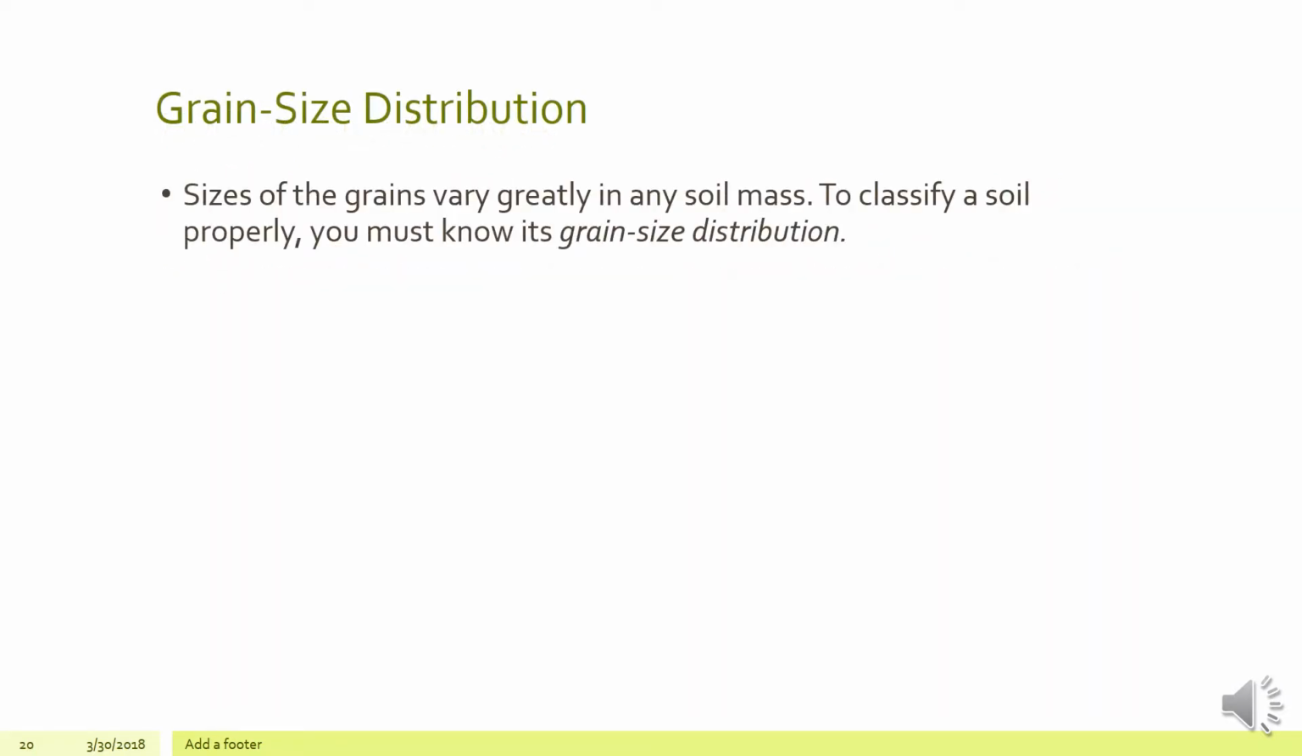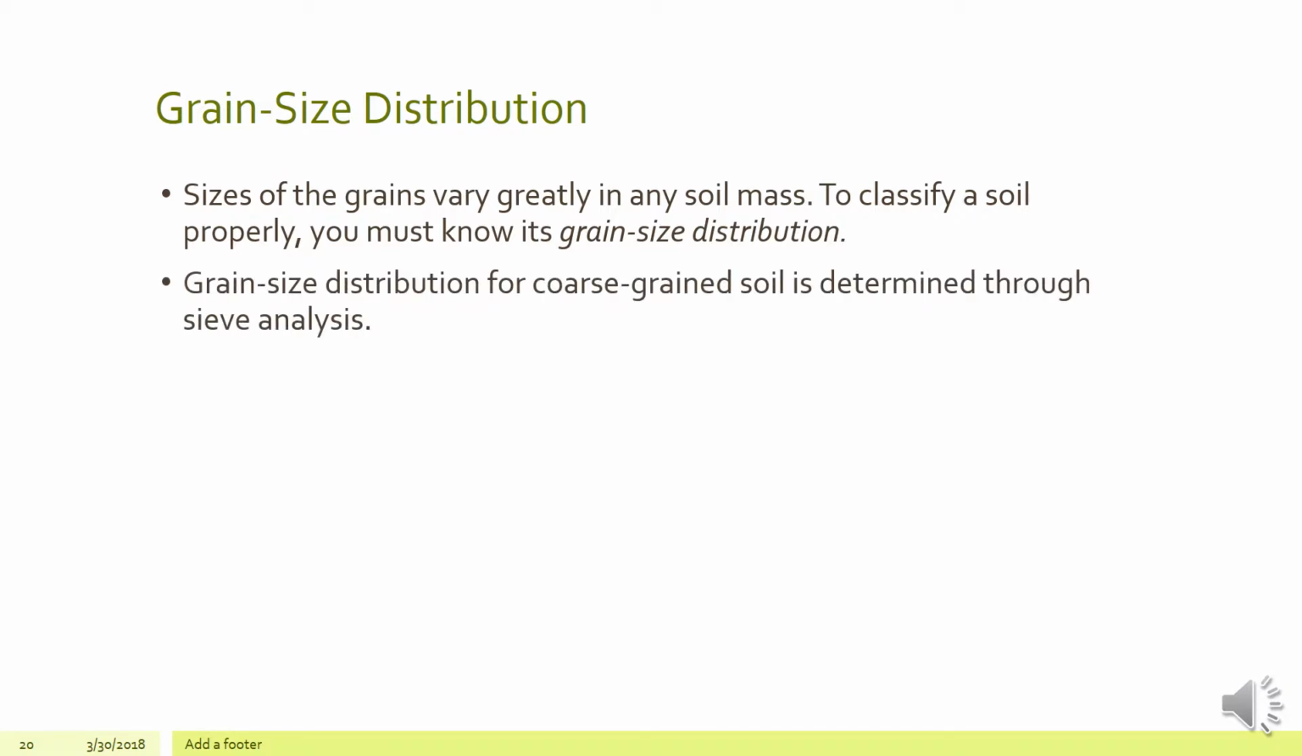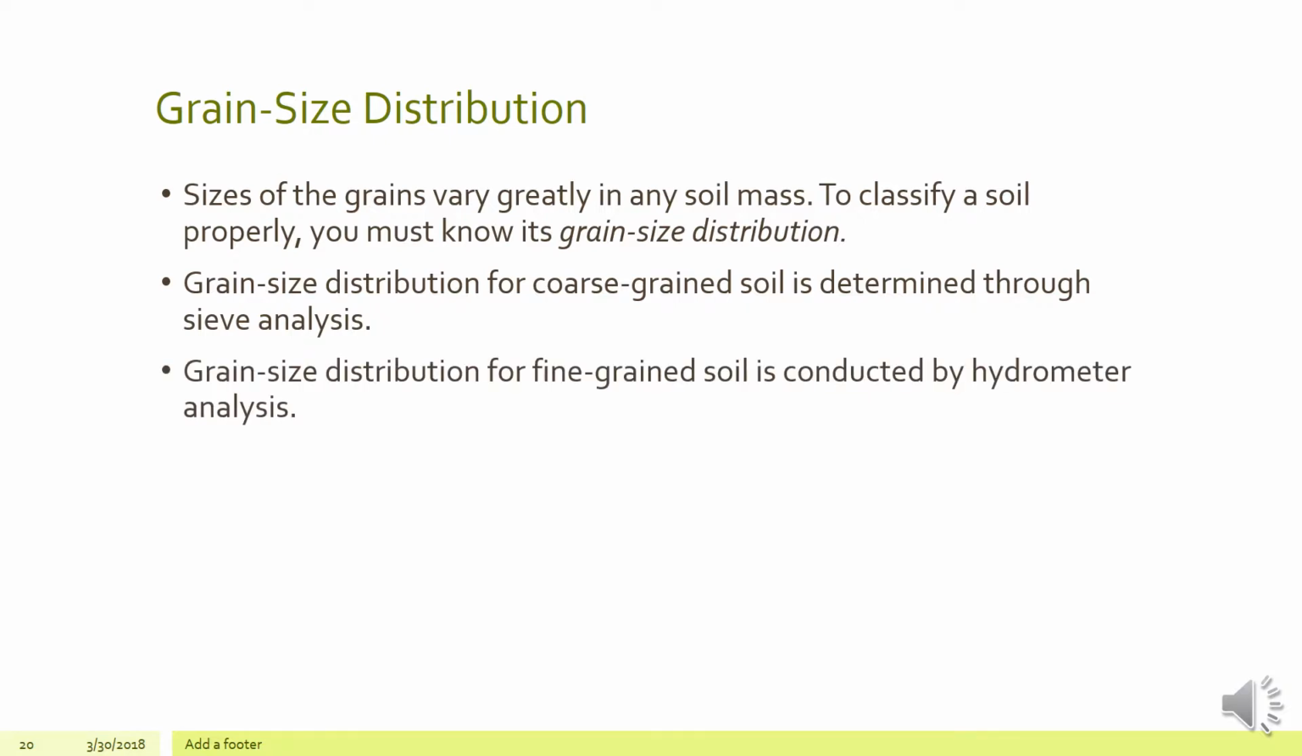Grain size distribution. Sizes of the grains vary greatly in any soil mass. To classify a soil properly, you must know its grain size distribution. Grain size distribution for coarse-grained soils is determined through the sieve analysis procedures. Grain size distribution for the fine-grained soils is conducted by the hydrometer analysis.